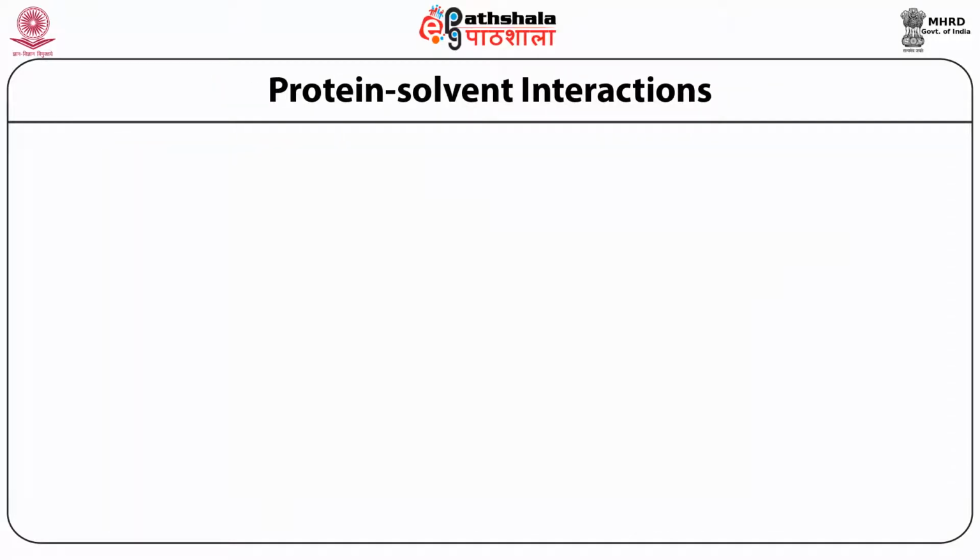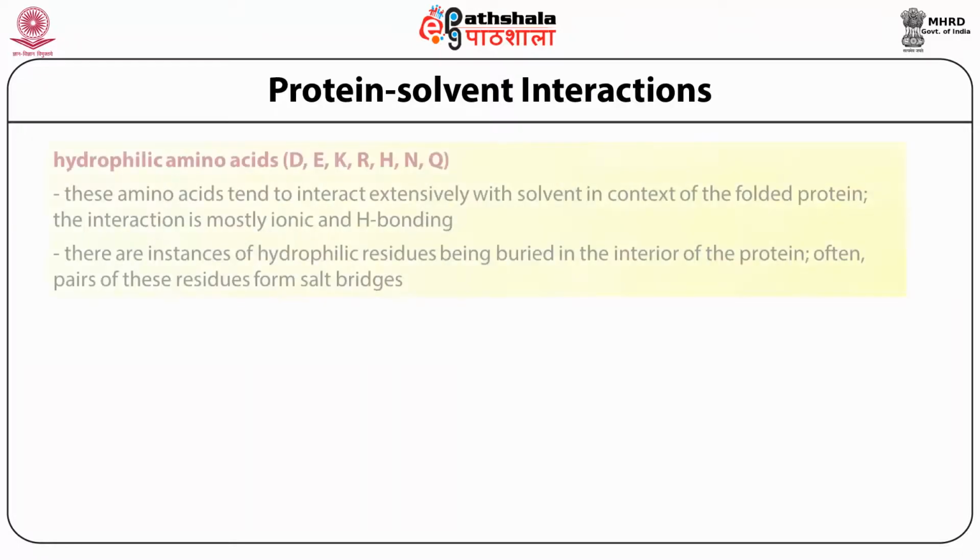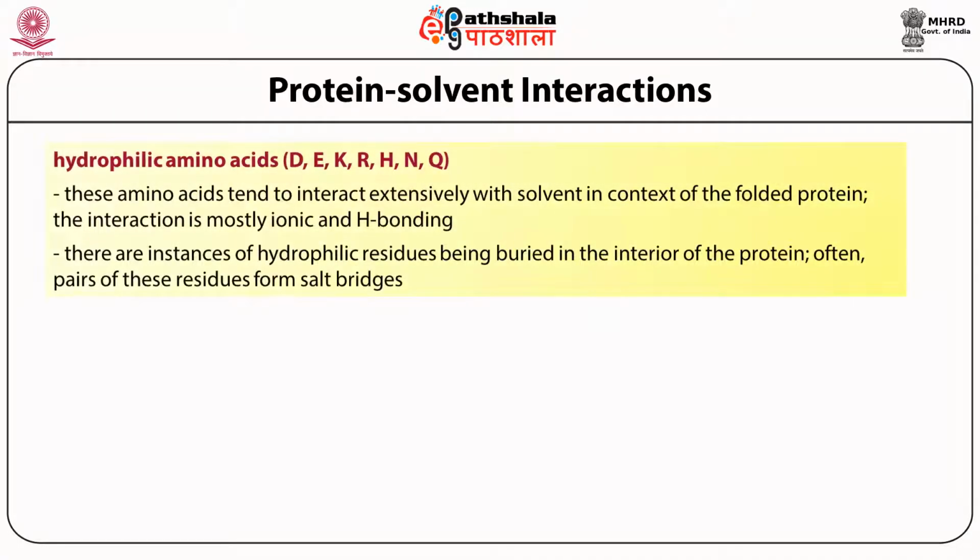Here we discuss protein-solvent interactions. Because the folding of protein requires a solvent, it occurs only in water, so the hydrophilic and hydrophobic residues play a significant role in protein folding. The hydrophilic amino acids such as aspartic acid, glutamic acid, lysine, arginine, histidine, asparagine and glutamine tend to interact extensively with the solvent in the context of the folded protein. The interaction is mostly ionic and hydrogen bonding.